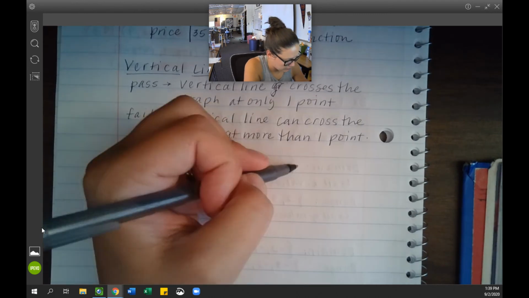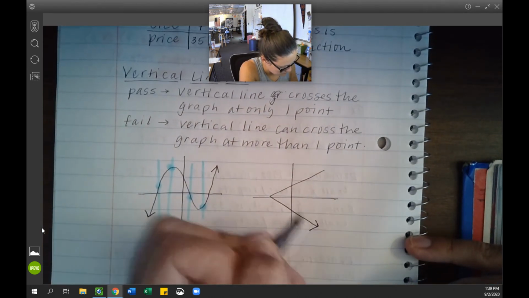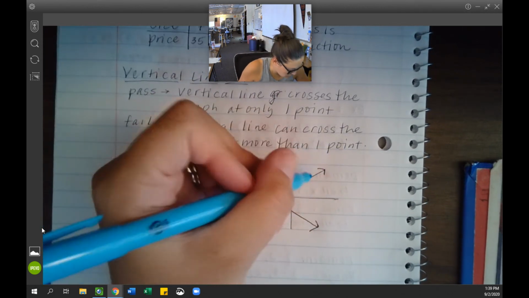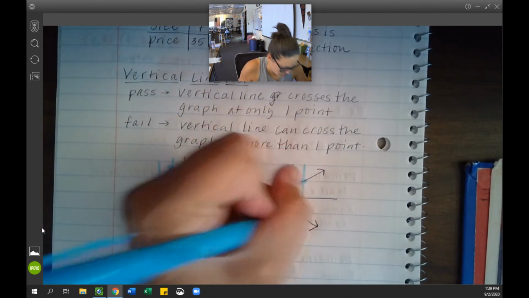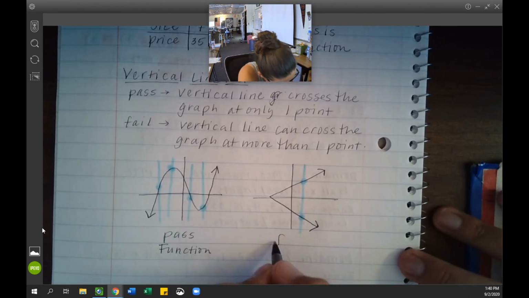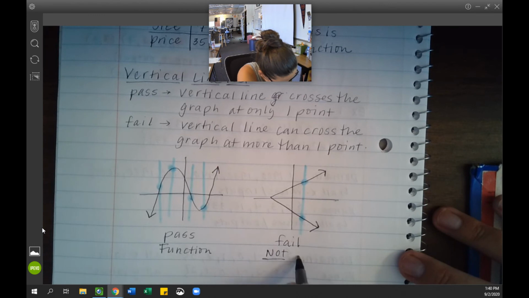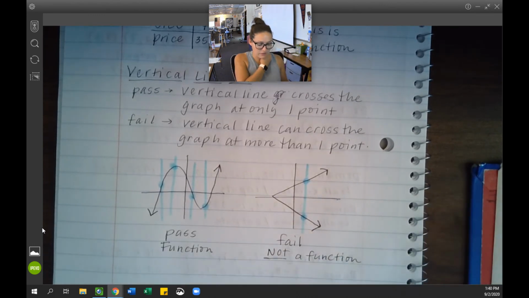All right, let's try a different example. Here's my new graph. Now, if I draw a vertical line, boom. How many times did I hit the graph? I hit it more than once. I hit it twice. So this fails, which means that it is not a function.